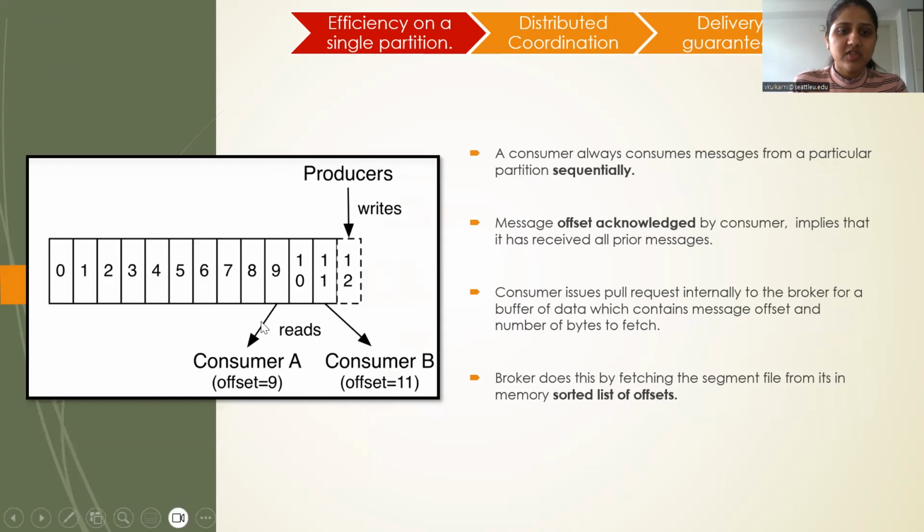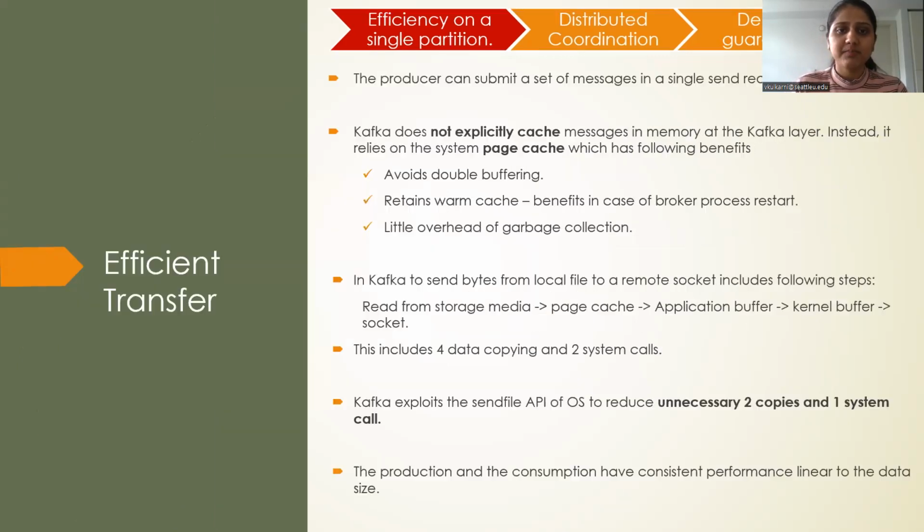And here is consumer A, which is consuming from offset 9, and here is consumer B, which is consuming from offset 11. The consumers consume messages in order within a single partition, but if they are consuming from multiple partitions, the order of the messages is not guaranteed. A consumer always consumes the messages in a particular partition sequentially. So the broker stores the sorted list of these offsets, which it uses later to retrieve the messages when the pull request is generated. So let's look at efficient transfer.